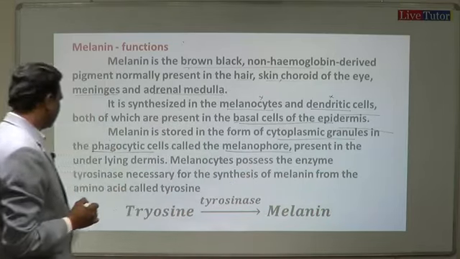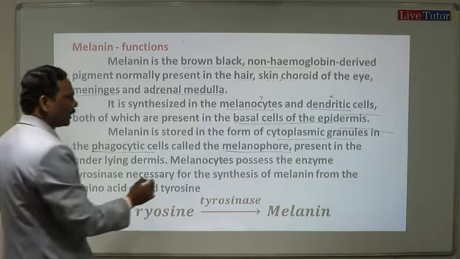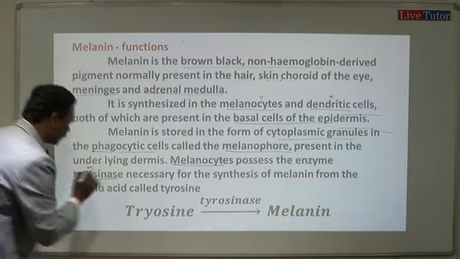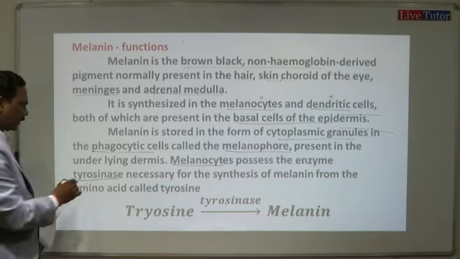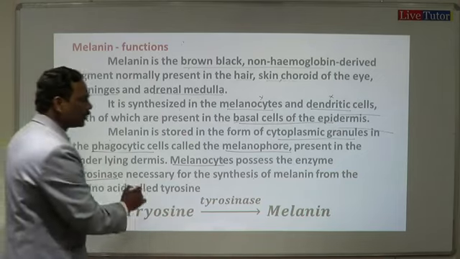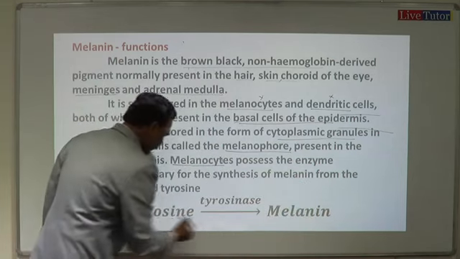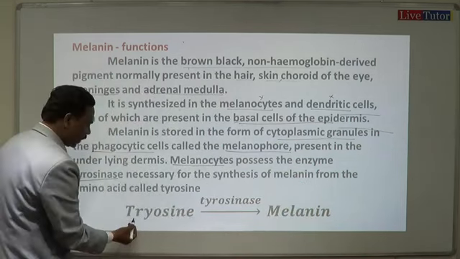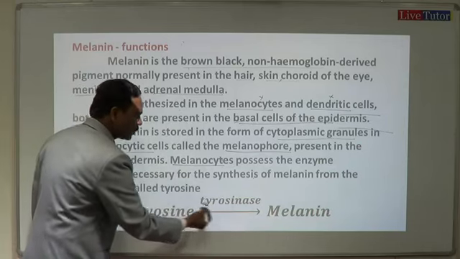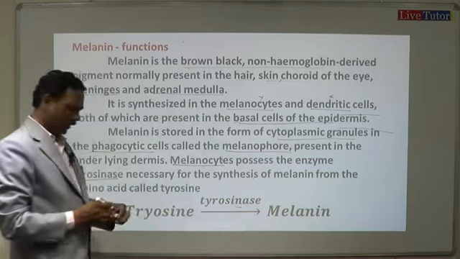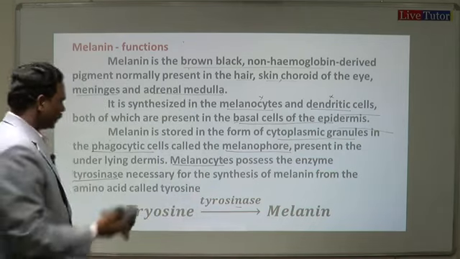Okay? And then it is present in the melanocyte. Melanocyte possesses one enzyme. What is the enzyme used for the production of melanin? That is the tyrosinase enzyme, which converts the amino acid tyrosine into melanin pigment in the melanocyte cell. That is the point.